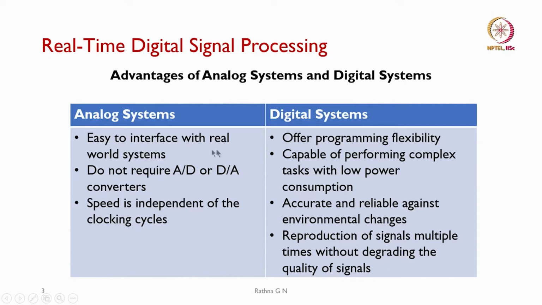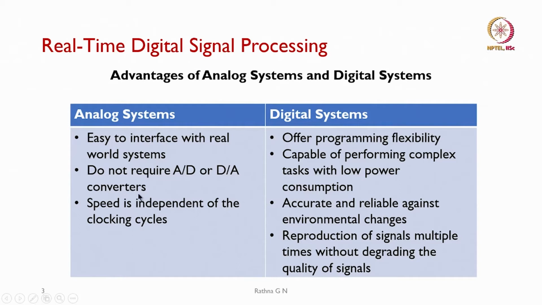So, coming to some of the advantages of analog systems or digital systems. We will say that for analog systems, the first one is that it is easy to interface with real world systems, and from the point of view of digital systems, they offer programming flexibility, and are capable of performing complex tasks with low power consumption. Whereas in the case of analog systems we do not need any A to D or D to A converters, because the input is in the analog format and even the output we want in the analog domain. So, we need not convert signals from analog to digital or digital to analog.